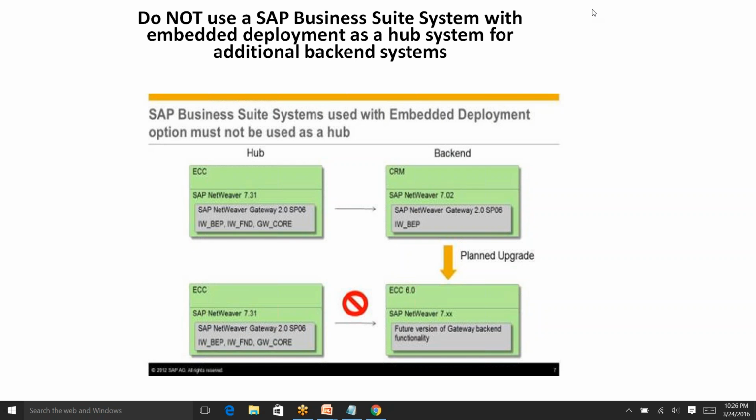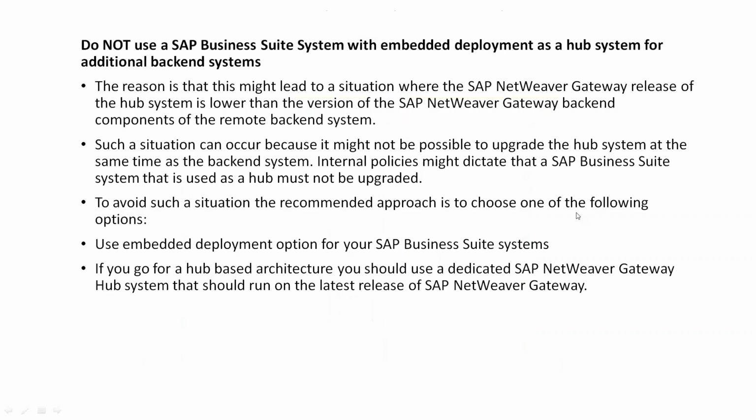Do you have any doubts in central hub deployment or embedded deployment? What is recommended for version compatibility, should the gateway always be at the same level or higher? The gateway can be on the same or higher level. The gateway components in your hub system can be on par with your backend business system or on a higher level, but it should not be on a lower level. That's about the different deployment options.